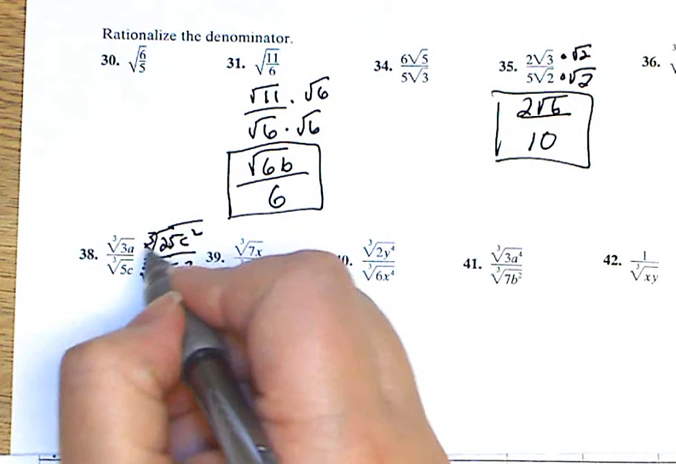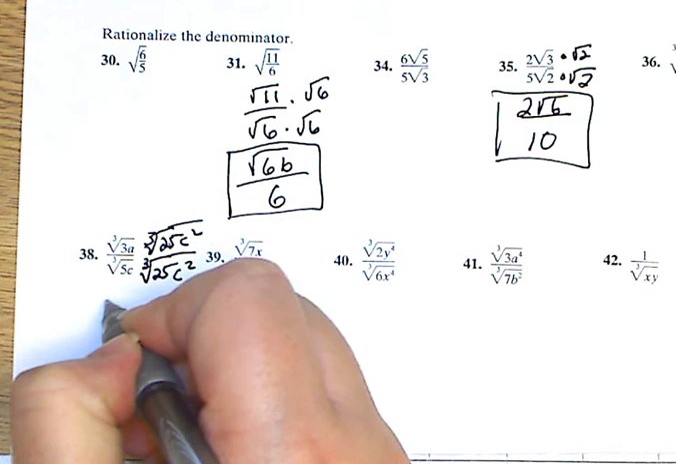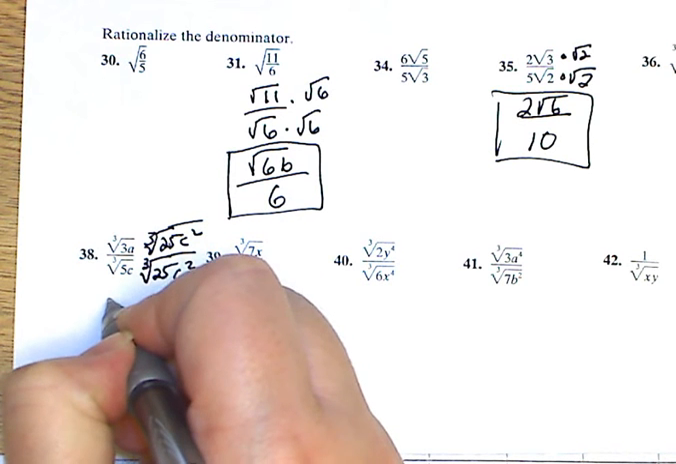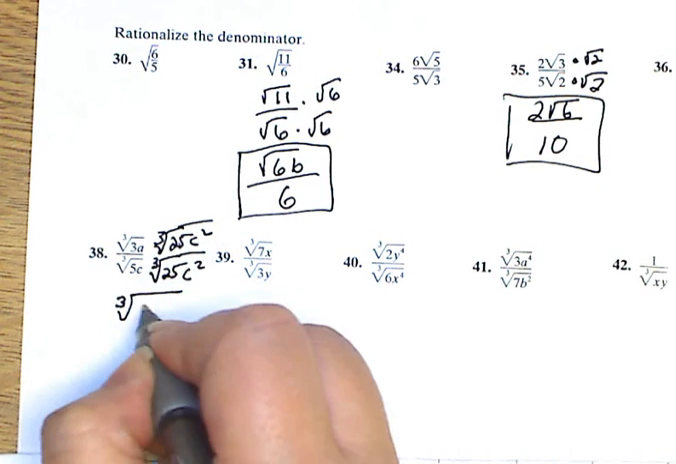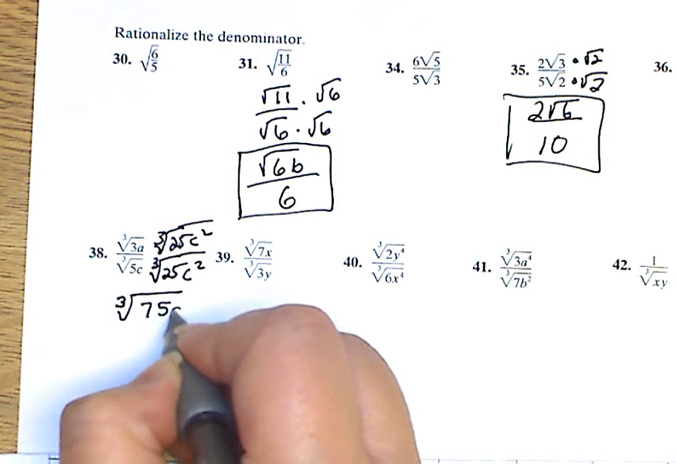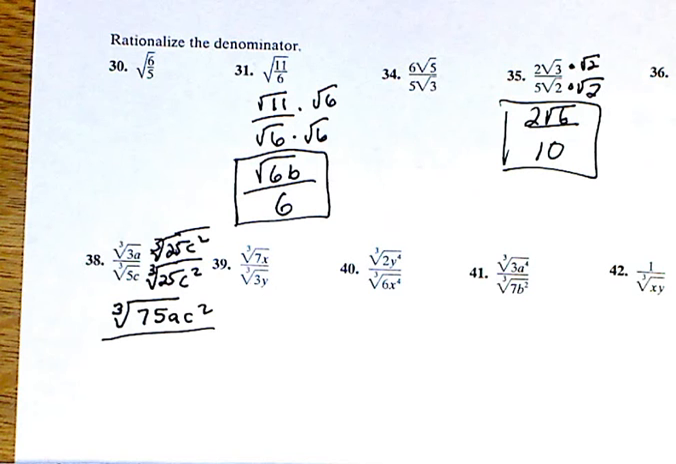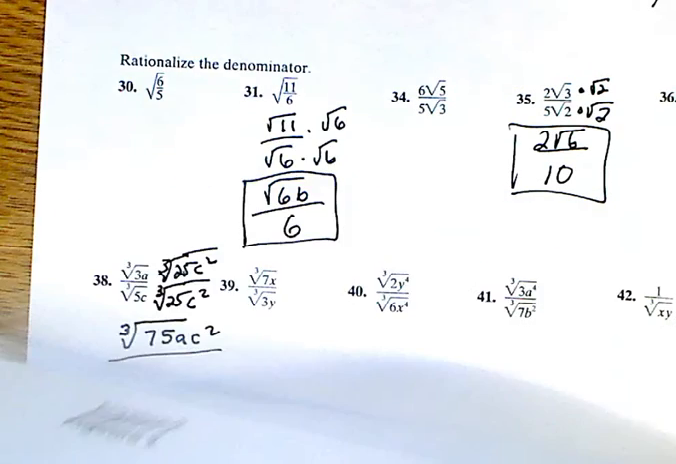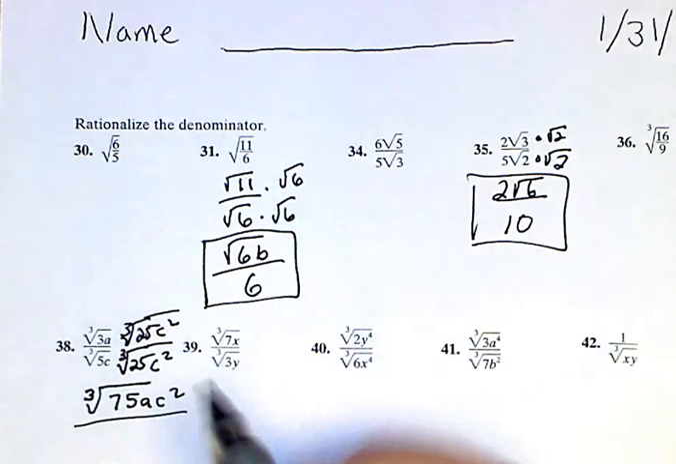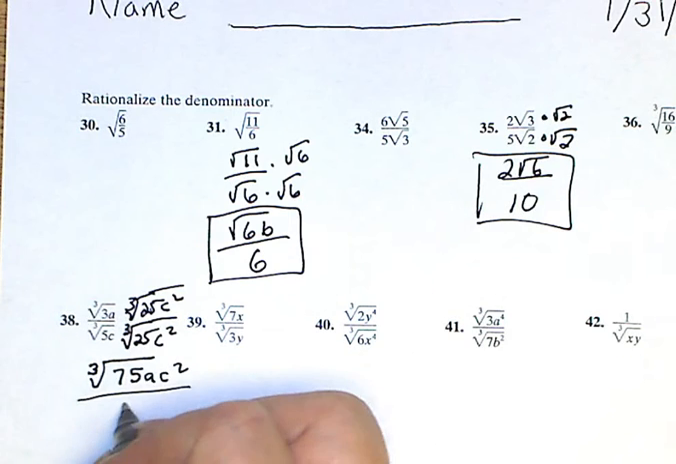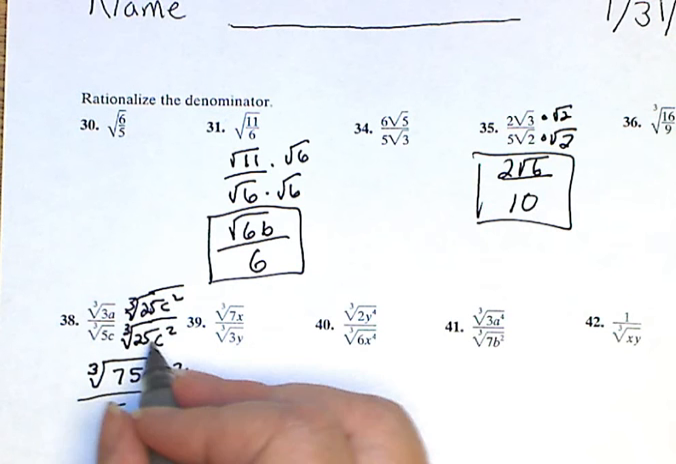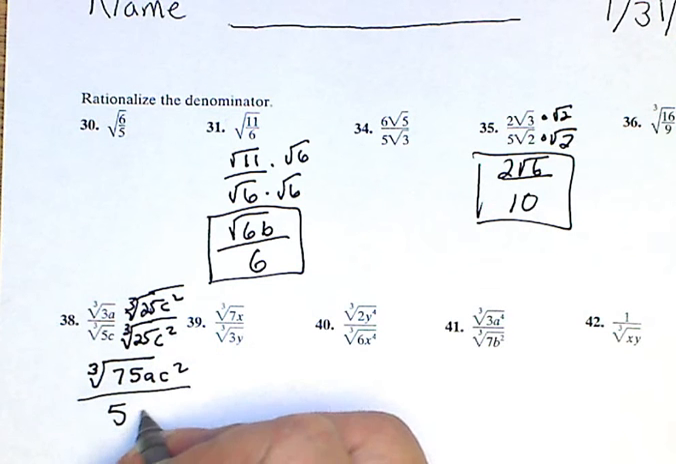So I got, with the radical, 75ac squared over 125c cubed. And then the cube root of 125 is 5, and then the cube root of c cubed is c.